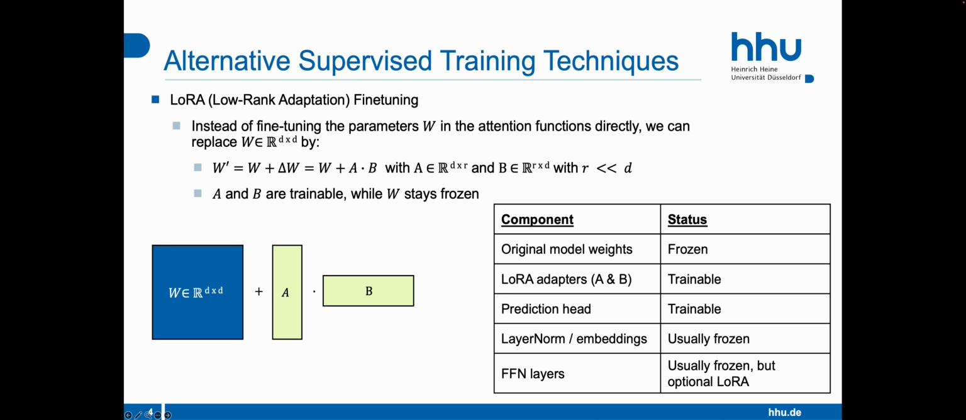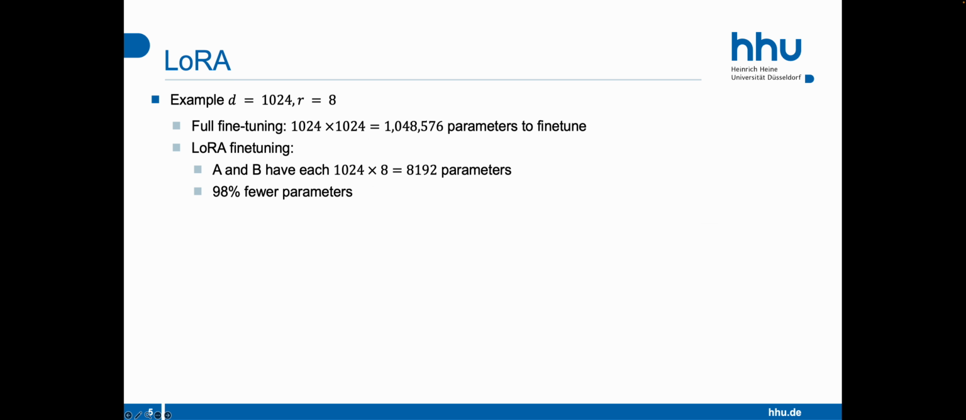We now consider a practical example that illustrates how much LoRA reduces the number of trainable weights. Imagine an attention weight matrix with a hidden size d of 1024. If we decide to fine-tune this matrix directly, we would need to update more than 1 million parameters, because a 1024 times 1024 matrix has that many entries.